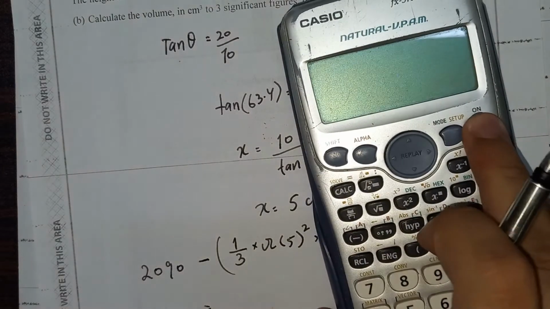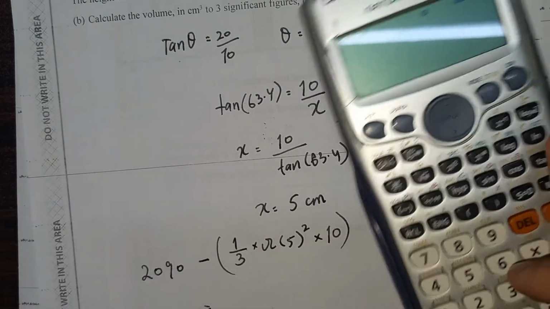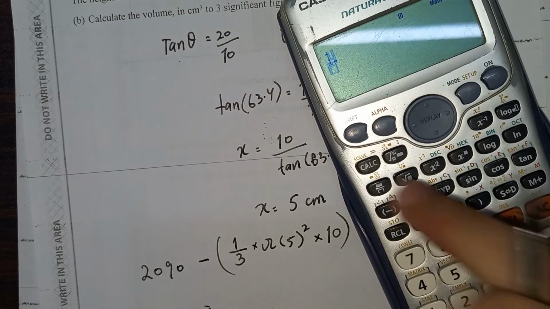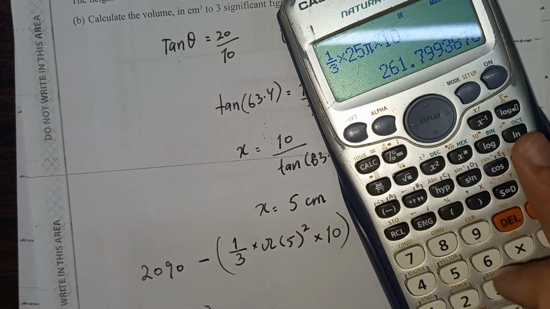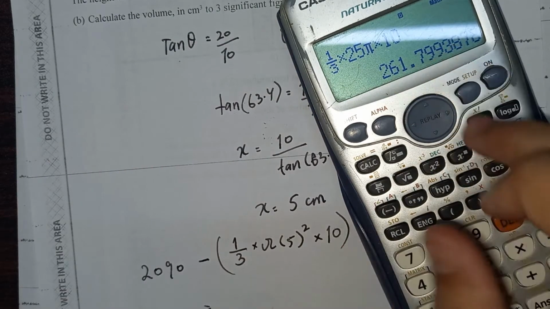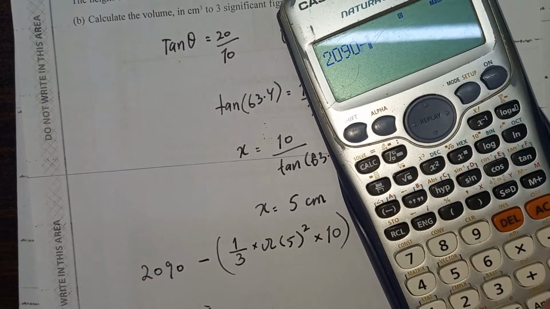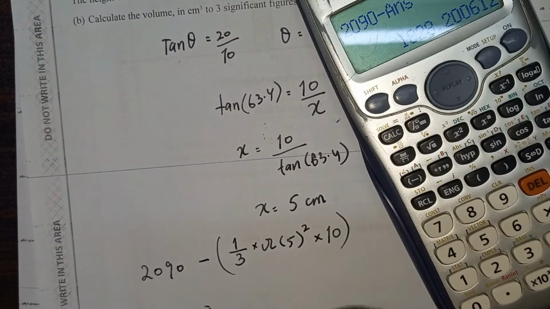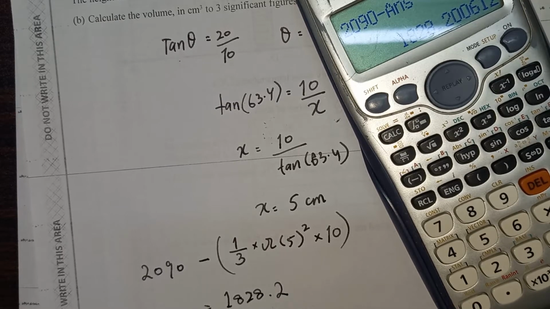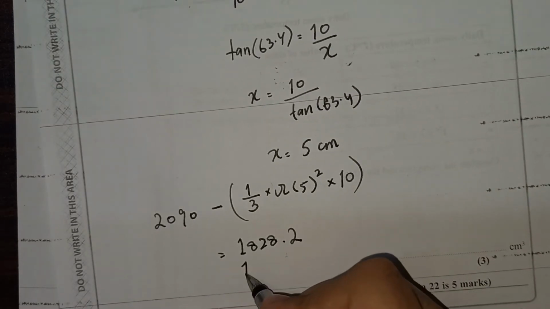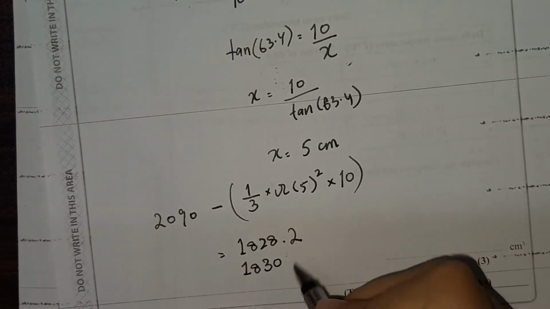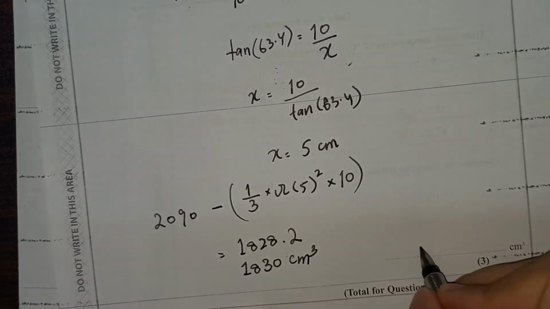So first we will find the initial volume of the small cone, 1 over 3 into 25 pi into 10, which gives us 261.799. Using the accurate value subtracted, we'll get 1828.2, but they asked you to give it in 3 significant figures, so we will use 1830 centimeter cubed for this.